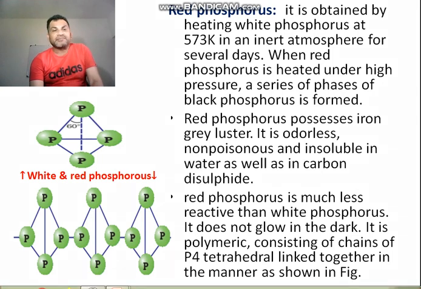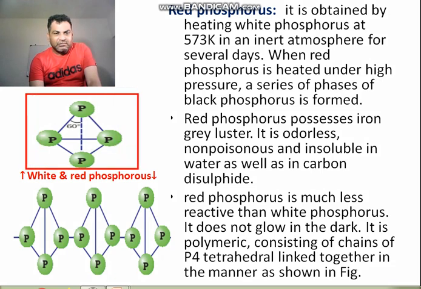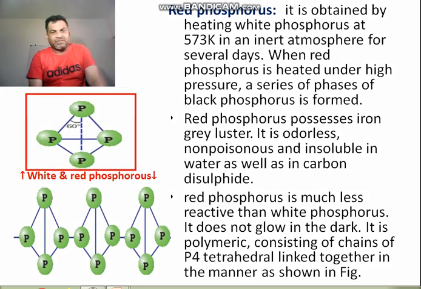But here the angle is given as 60 degrees. That can be confirmed by this figure. Check out this figure of white phosphorus. In this figure you can see that the angle of the phosphorus is nothing but 60 degrees. You can see, check out this angle, 60 degrees.